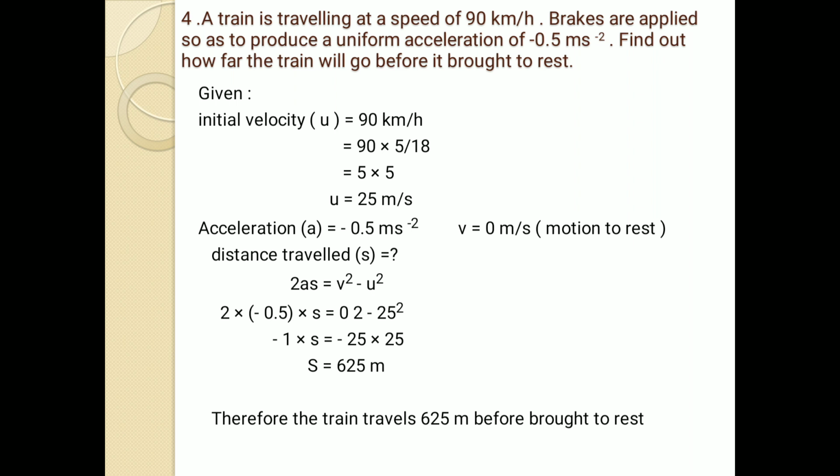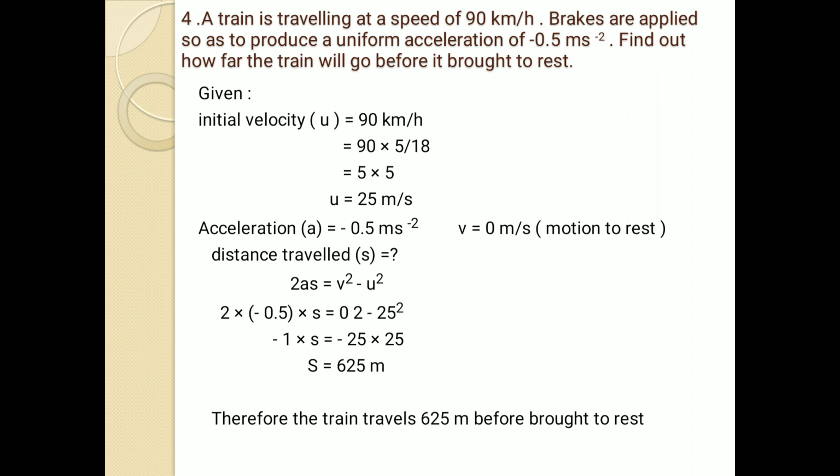So therefore the train travels 625 meters before coming to rest. Rest means before coming to rest, the train travels 625 meters. Is it clear, children? It is a very easy sum. The only thing is you have to collect the data. So by collecting the data, you need to select the equation of motion.